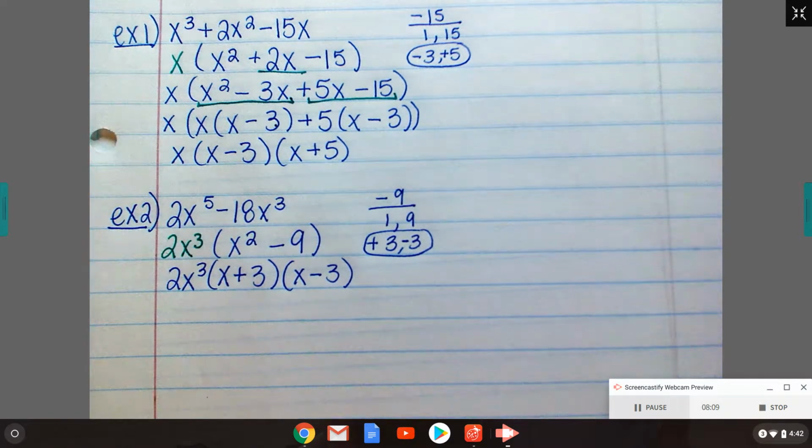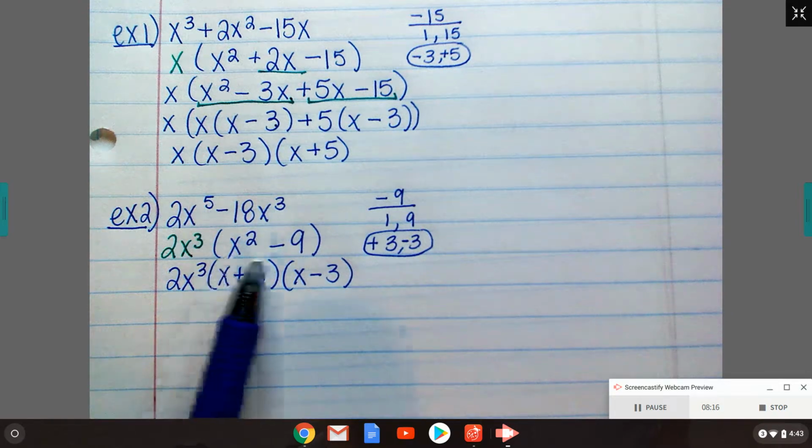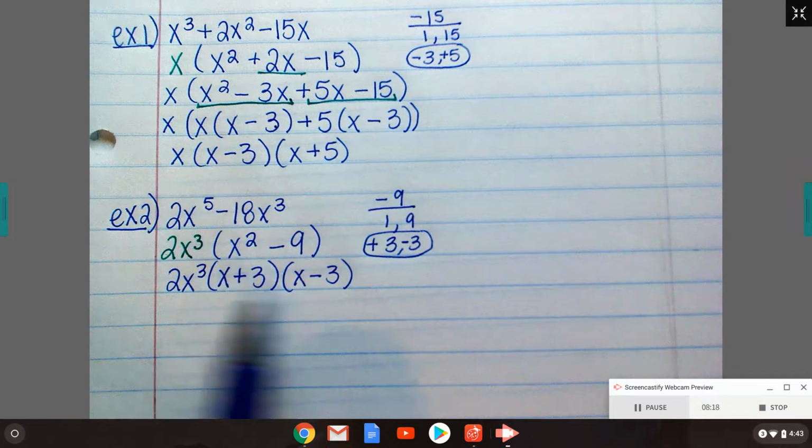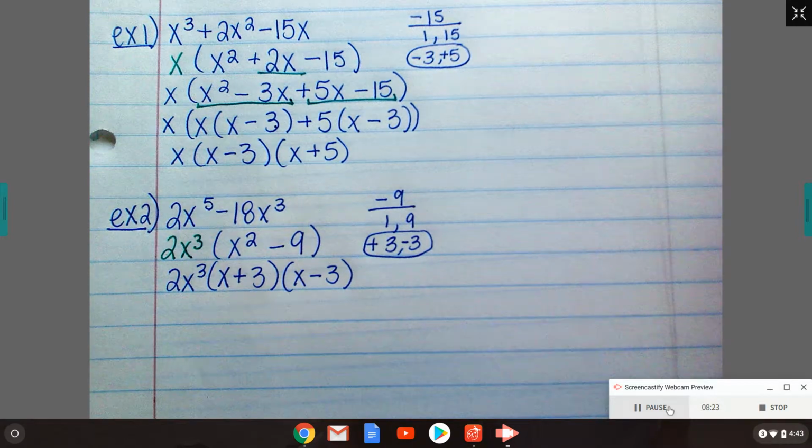So this one's kind of nice because it's in that difference of squares situation. That was a rule there. If you remember, this is x squared minus 3 squared, and this was a setup that always worked for those. So let's do another.